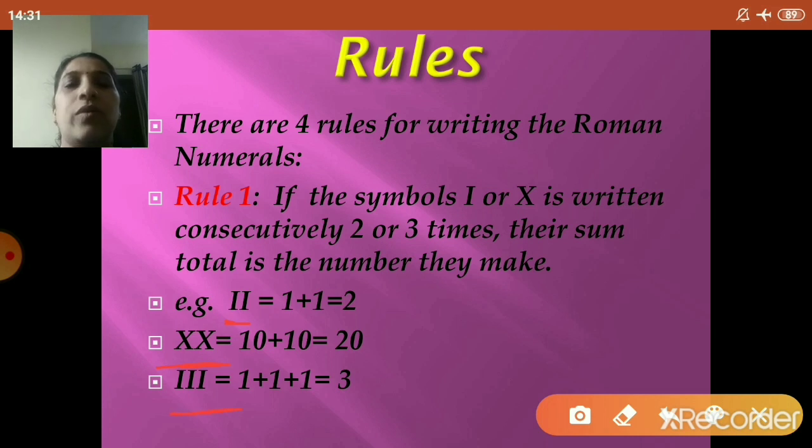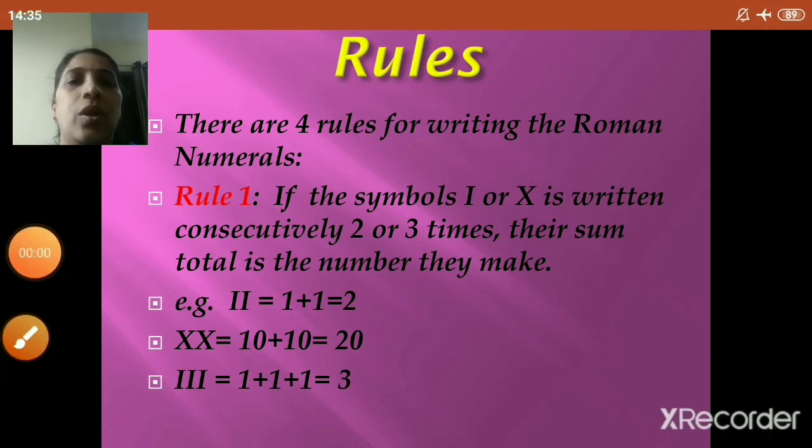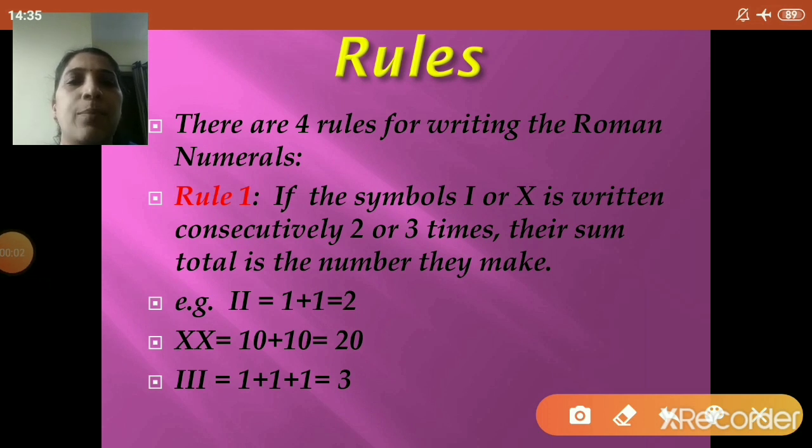If you see 3 over here, the symbol for 3 is capital I, appearing consecutively. If it appears 2 or 3 times, then it is the total of those symbols. Now the Roman number 2: the symbol for 2 is two capital I's. What do we do? 1 plus 1 is equal to 2. So we have added, and it is the total.